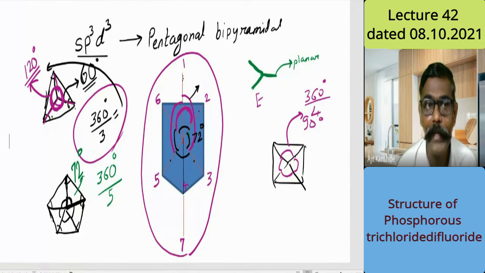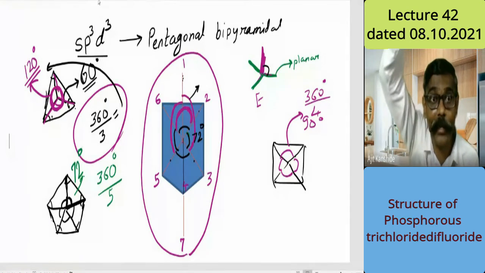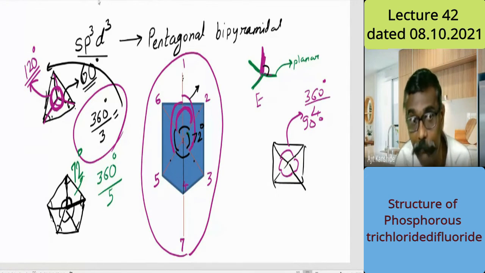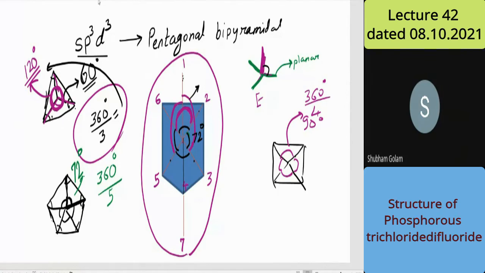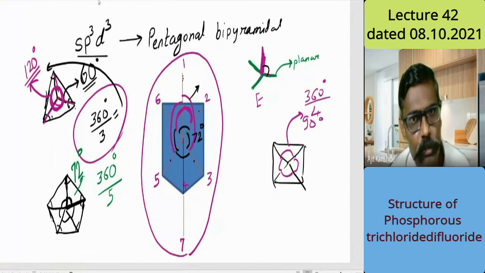Now this fan is hanged from the roof. So that position makes some angle to the plane of the fan. What is that angle? The fan is hanged from the roof, so there is a shaft, a rod, and the blades of the fan. What is the angle? 90 degree. In trigonal bipyramidal, a similar situation was there.